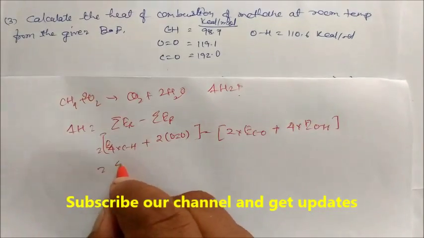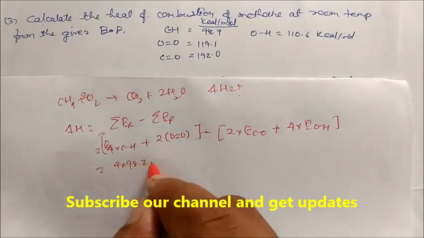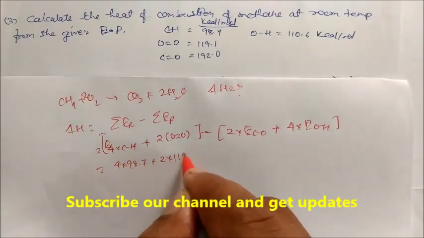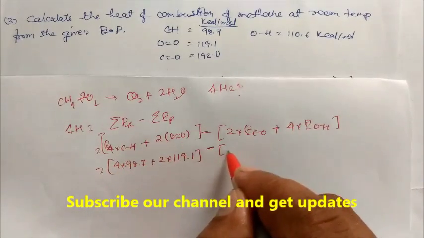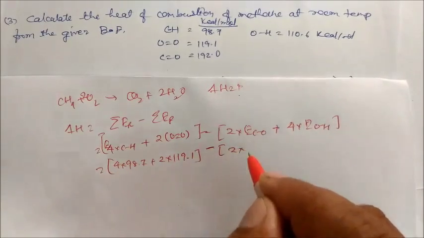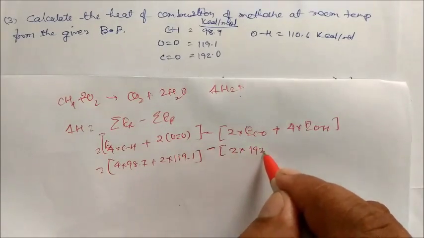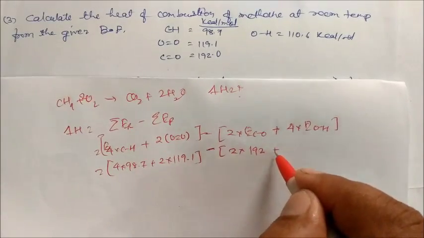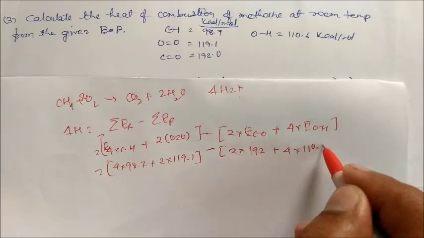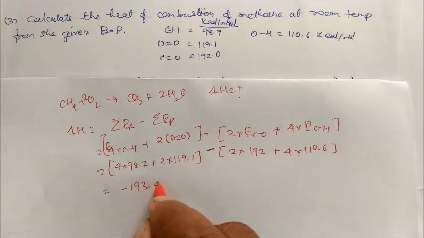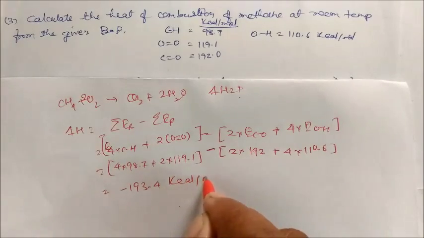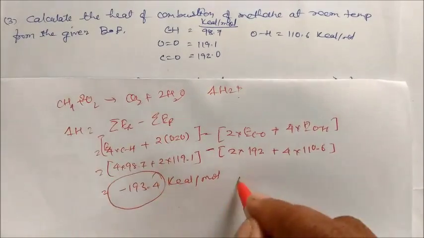So just put the values: 4 into 98.7 plus 2 into 119.1, bracket close, minus 2 into 192 plus 4 into 110.6. So on solving you will get 193.4 kilocalorie per mole. So this is our answer.